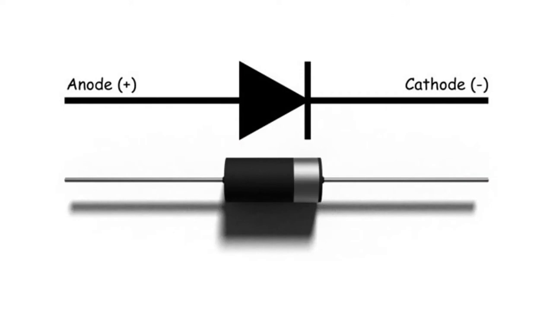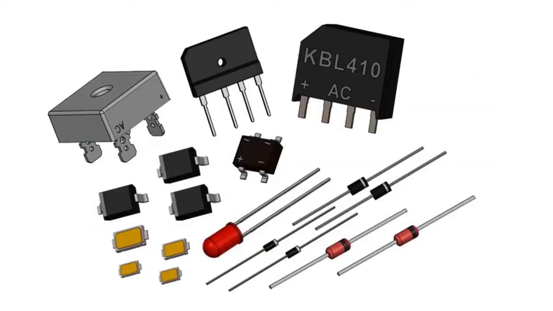After the resistor we are discussing the diode. What is a diode? What is the function of a diode? Why do we use the diode in our electronic circuits? What is the main function of the diode? How many types of diodes are there? And how to check the diode in a circuit board?